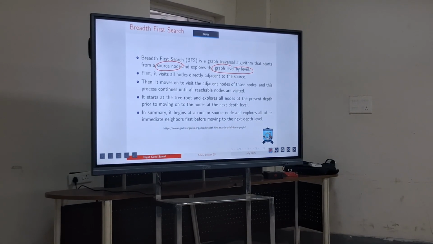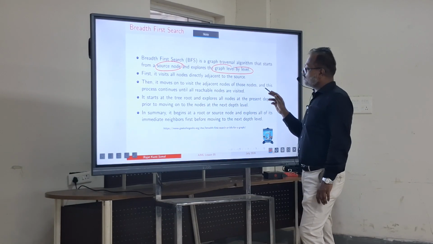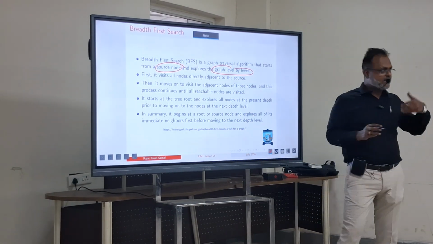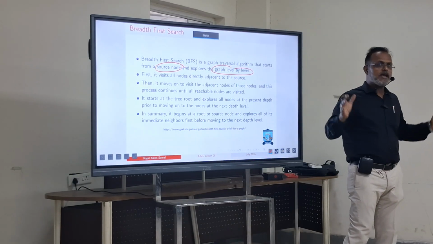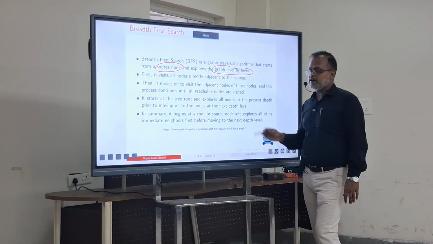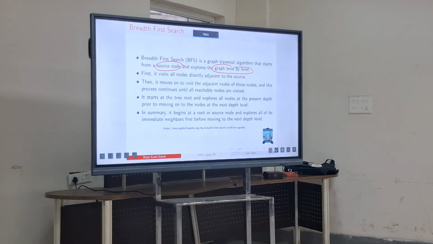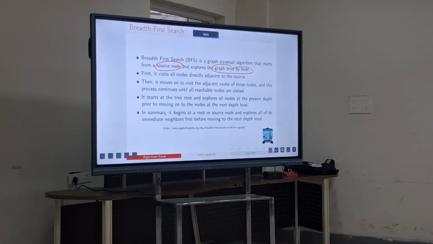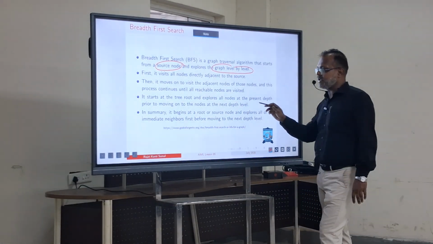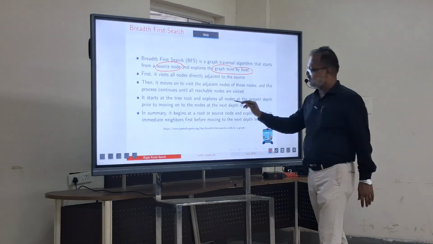Okay, all adjacent nodes. Then it moves on to visit the adjacent nodes of those nodes, and this process continues till all reachable nodes are visited. So you make layers, breadth layers. It starts at the tree root. Tree means, as I have told you, a graph where there is no loop is known as a tree. It starts at the tree root and explores all the nodes at the present depth prior to moving to the nodes at the next depth. Okay.